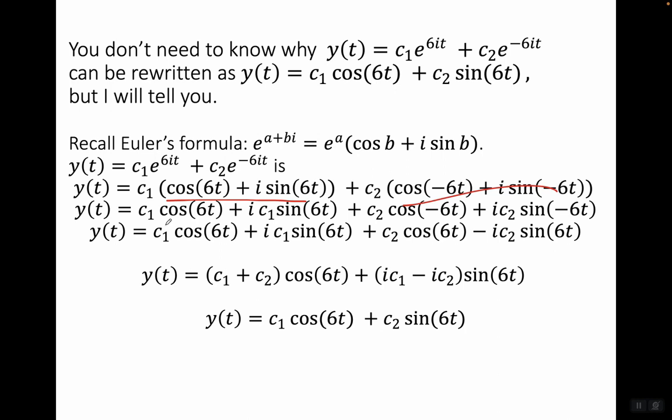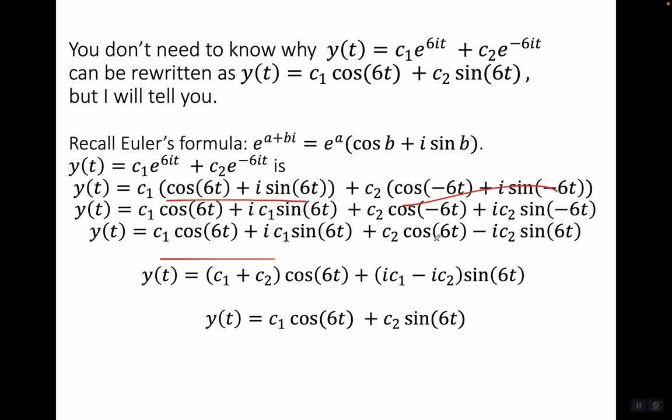So we can distribute the c1s. We have c1 cosine 6t plus i c1 sine 6t plus c2 cosine negative 6t plus i c2 sine negative 6t. Let's group like terms. We group the c1 terms: c1 cosine 6t plus i c1 sine 6t, plus c2 cosine 6t minus i c2 sine 6t.